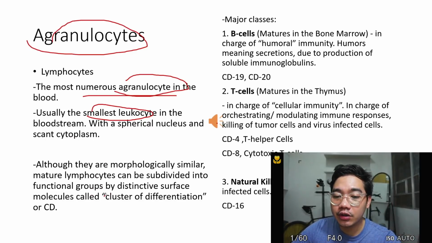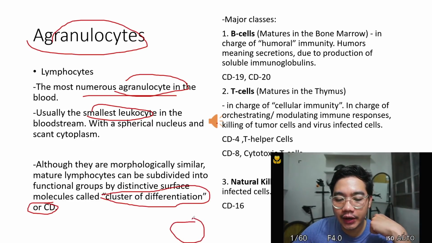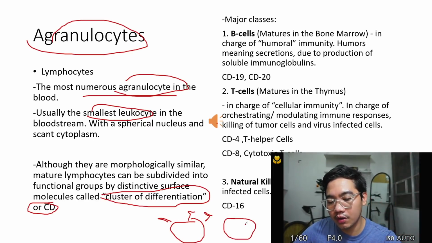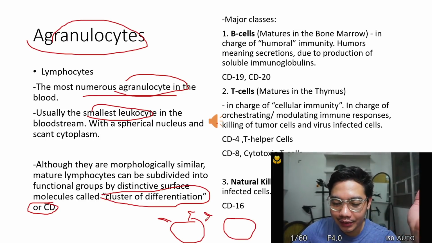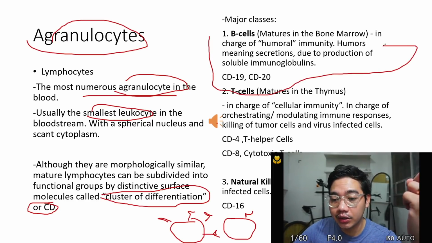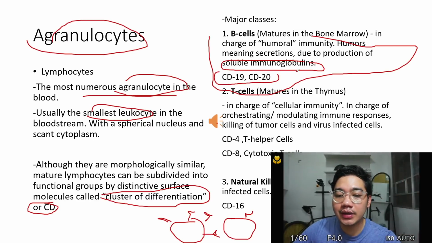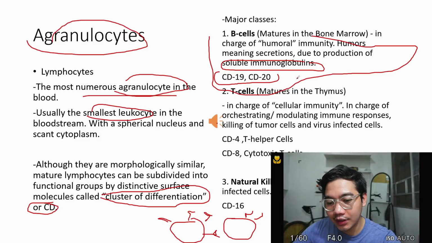So, we can differentiate your lymphocytes using the cluster of differentiation, or CD. CD is just like your different receptors in the cells, no? Since lymphocytes look the same, we must use the receptors to tag them, to identify them. No? So that's their cluster of differentiation. So your B cells mature in the bone marrow, like I said ganiha, humoral immunity, due to the production of your soluble immunoglobulins. That's the immunity you see in your humor. And their receptors, their ID is the CD19 and CD20.